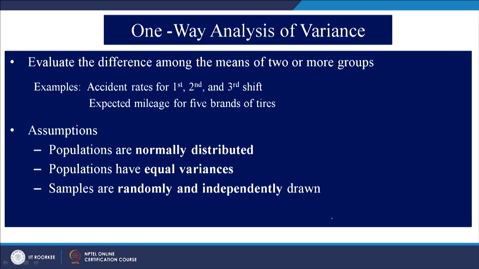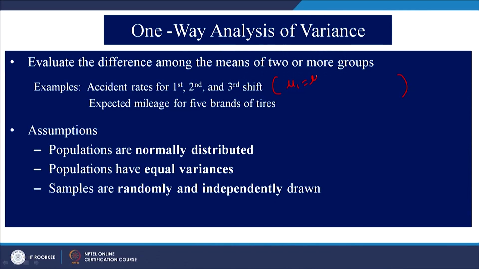You can have a different example, let us say the number of accidents taking place in 3 different shifts. So, we can compare in which shift the accidents are more. The null hypothesis can be framed like this. Let us say the number of accidents is the same in all these 3 shifts, mu 1, mu 2, mu 3 are the same, and the alternative would be they are not the same, is it not.